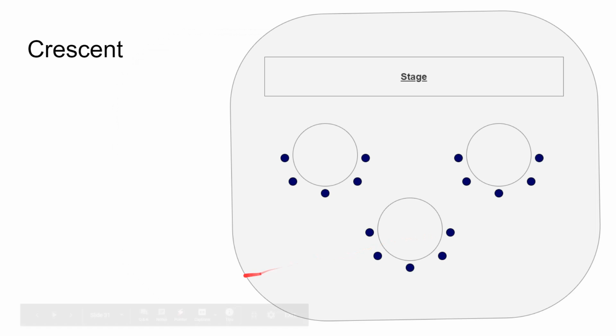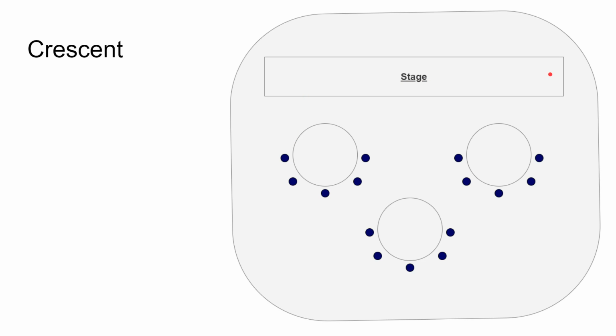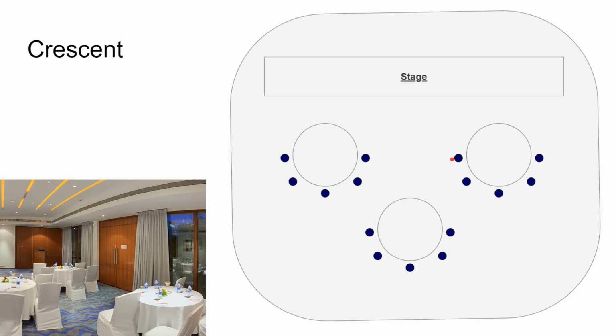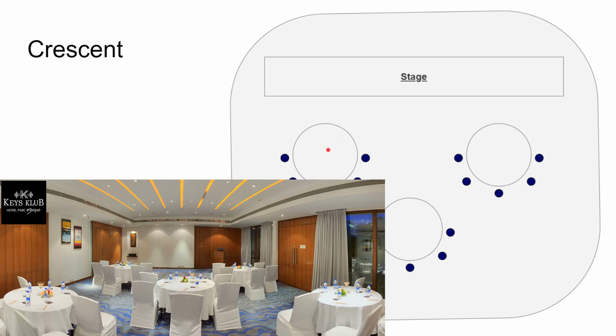An improvement on the cluster arrangement is crescent arrangement. Here, there may be a stage, and instead of doing a classroom or fishbone structure, we can do a round table, and the people can be seated only on one side or one half of the round table. This enables the guests to see what is happening on the stage, as well as talk to each other and have a good time.